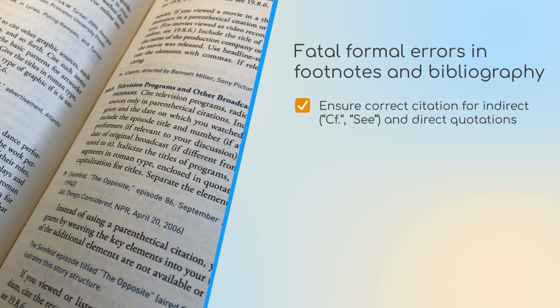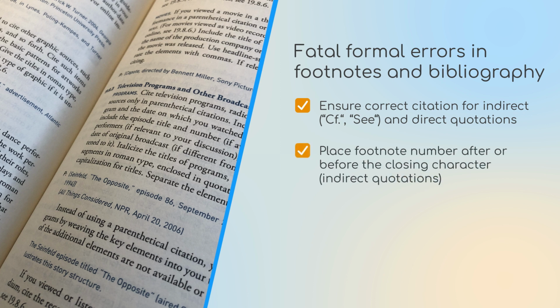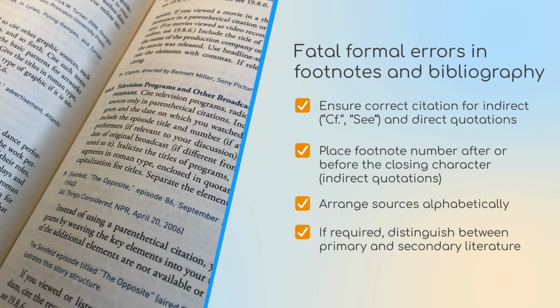If you refer to a whole sentence and not only to the preceding statement in indirect quotations, you must place the footnote number after the closing punctuation mark, otherwise before it. When creating your bibliography, you must arrange the names of the authors alphabetically and, if necessary, distinguish between primary and secondary sources. Always make sure that you list all sources in the bibliography that you use in your text.